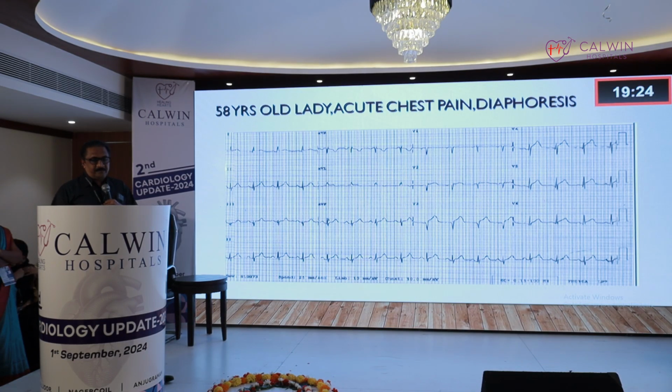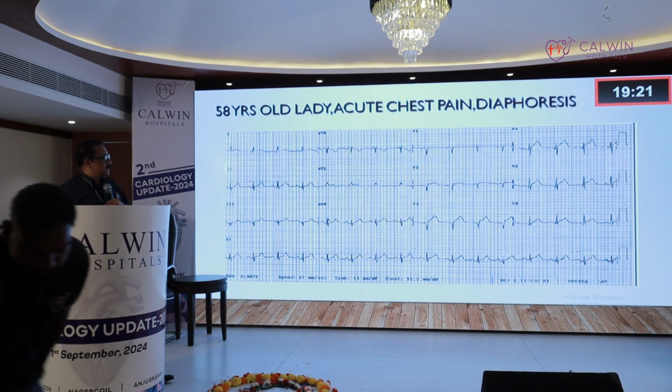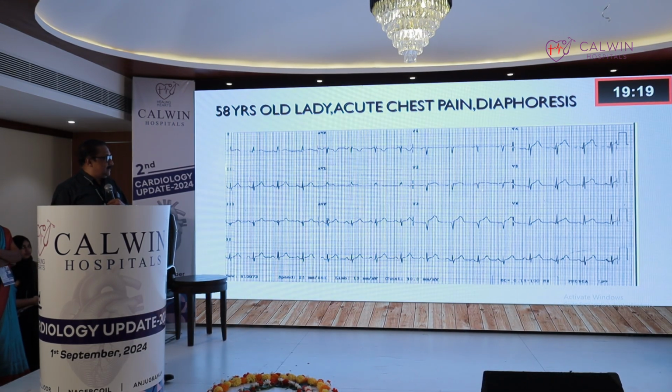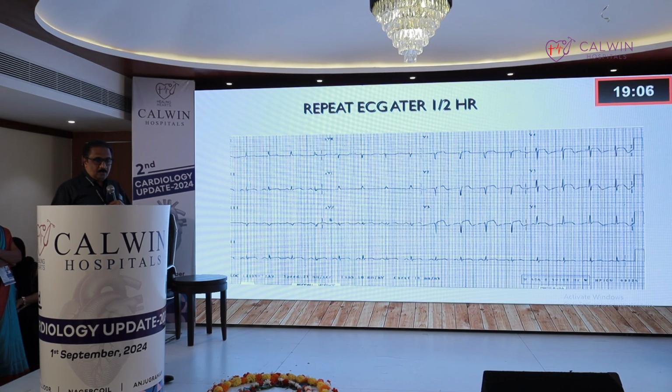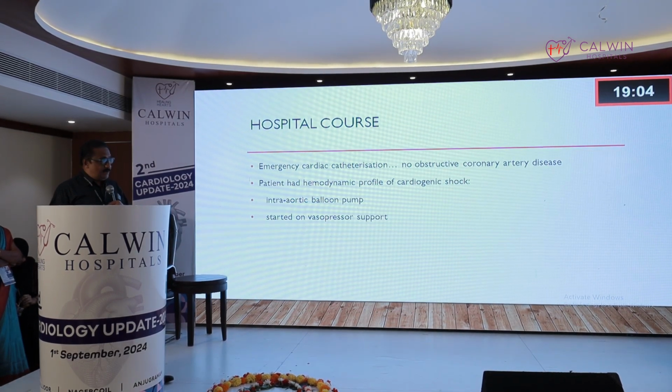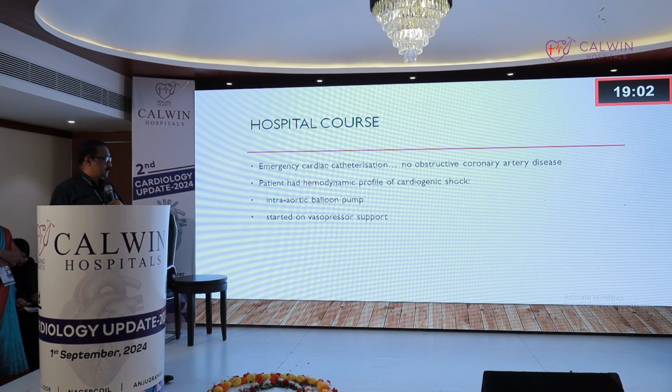This is a case of a 58-year-old lady who came with acute chest pain and sweating. The ECG shows ST elevations in the anterior leads. A subsequent ECG after half an hour shows some evolution of the changes, terminal T inversions. In view of the symptoms, she is taken for emergency catheterization, and you see a normal coronary angiogram. But the patient is hemodynamically unstable. She is in shock, initiated on vasopressor support, and an IABP is inserted.